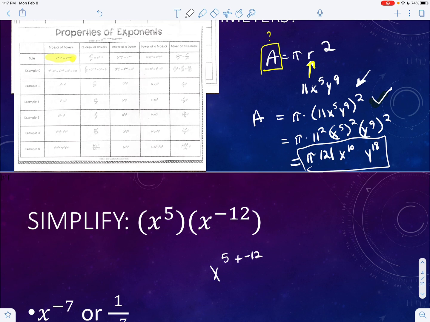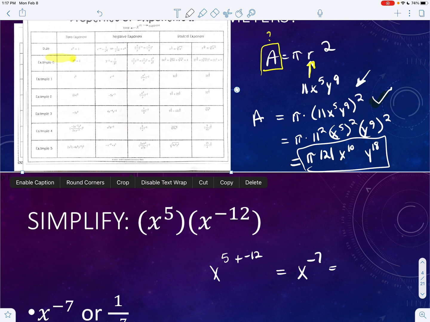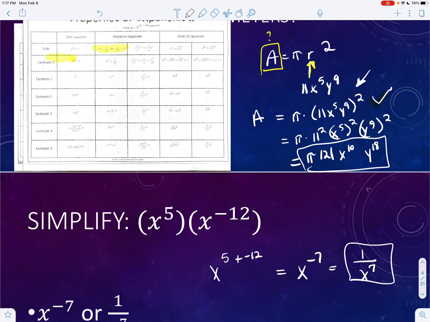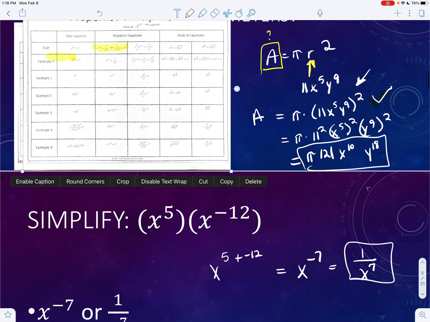So this becomes x to the negative 7, but realize that we can use our negative exponents property that we learned about, which says that if we have a negative exponent, we can write it as 1 over x to the positive exponent. So this can be written as 1 over x to the positive 7. And there we are.